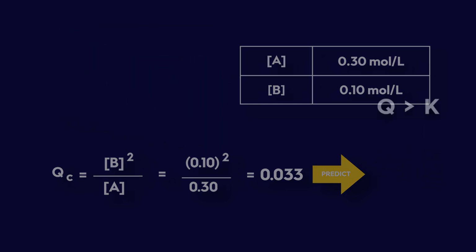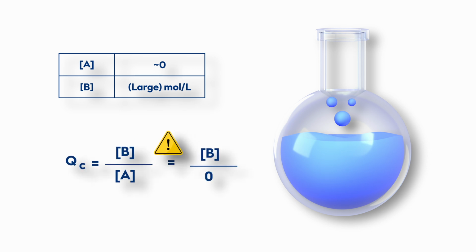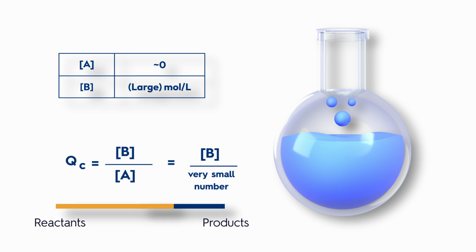What if you start with only products? Conceptually, Q is huge, so the system shifts left. In practice, avoid dividing by zero. Treat absent species as very small, not exactly zero, or work with partial pressures and moles. No matter the starting point, reactants, products, or a mix, the system moves toward equilibrium.